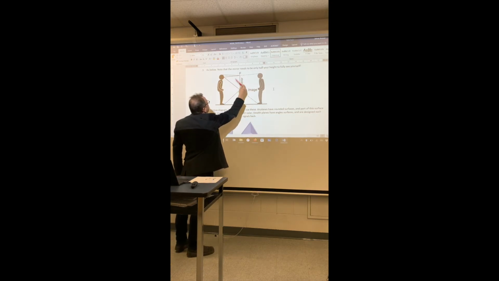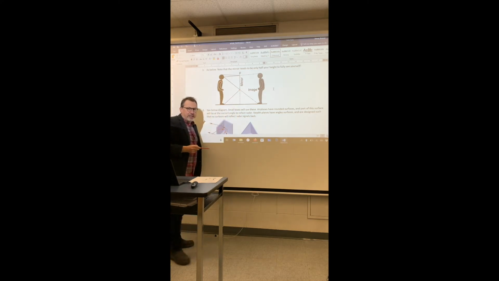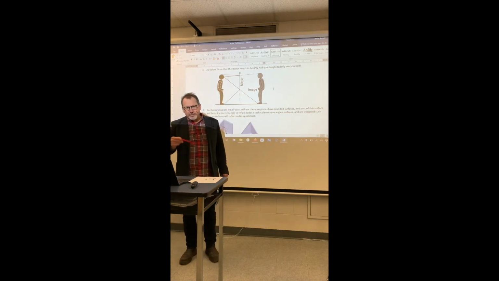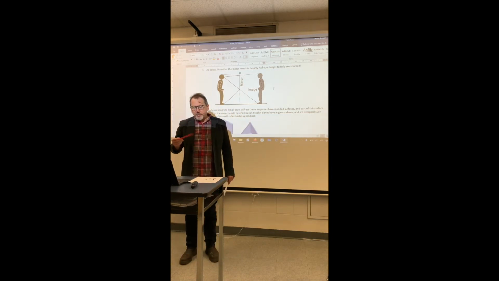This bit of the mirror is half of this distance, and this upper part of the mirror is half of that distance. So if you think about it, the mirror has to be half the height of the guy. So the next time you look in a mirror, to see your entire length, the mirror only has to be half of your height. You don't need a mirror down to the ground to see your entire length. So you need only a mirror half of your height.